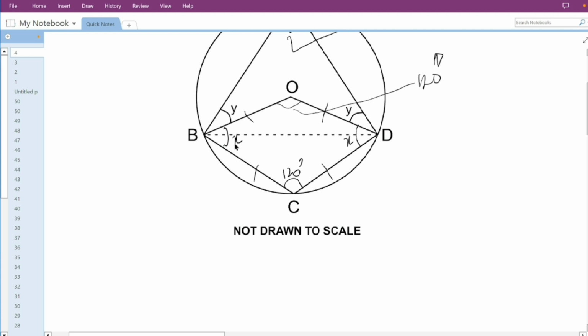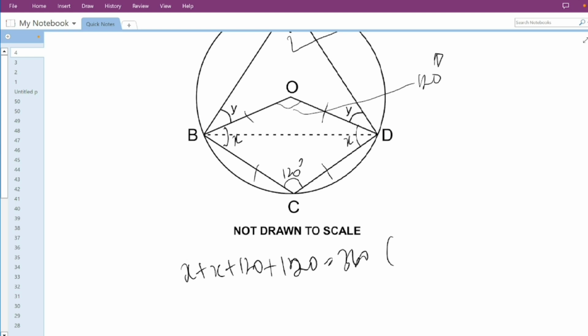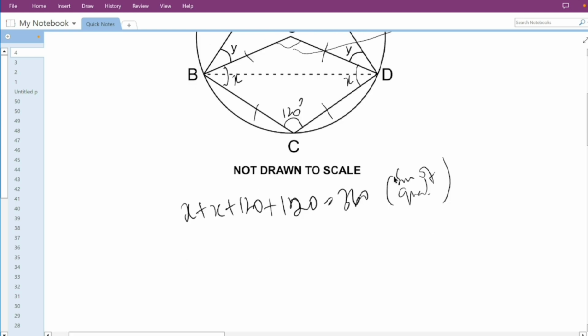Now we know this, we can say, since a rhombus is a quadrilateral with 4 sides, and the sum of interior angles of a quadrilateral including a rhombus is 360, so we know x plus 120 plus 120 equals 360. That's the sum of angles in the quadrilateral. x plus x is 2x, 120 plus 120 is 240, equals 360.